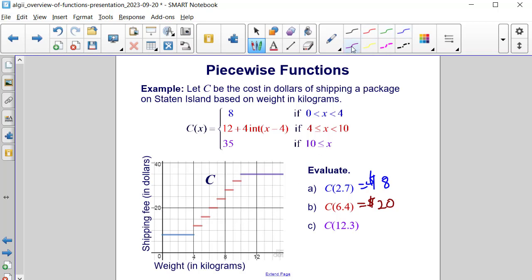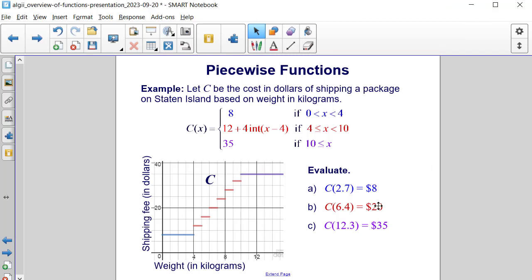Now let's look at the cost for 12 3/10 kilograms. So 12 3/10, that's going to be right about here. It looks like it's going to be at that $35 mark, and it is because 12 3/10 is greater than or equal to 10. So the final cost will be $35. Here we can see that the solutions to this example problem match the solutions that were found.